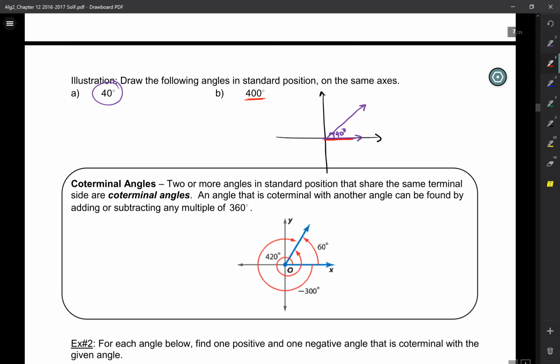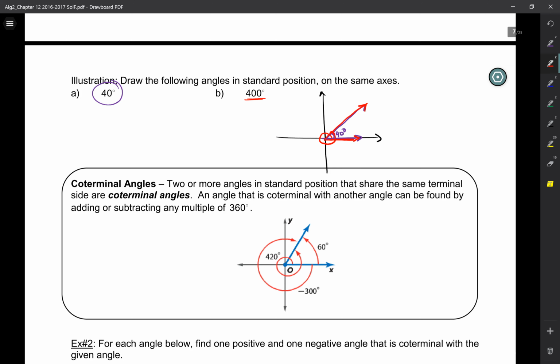So this is going to be the initial side, and I'm going to go 360. How much more do I go for 400? 40 more. What do you notice? It's the same exact angle. So when angles are in standard position, they all have the same initial side.